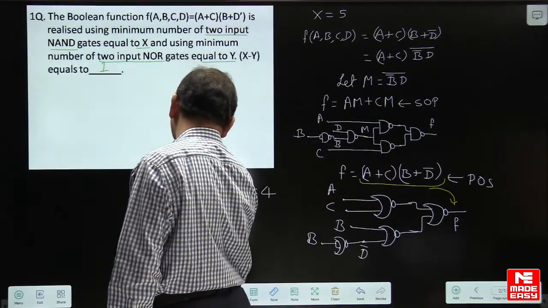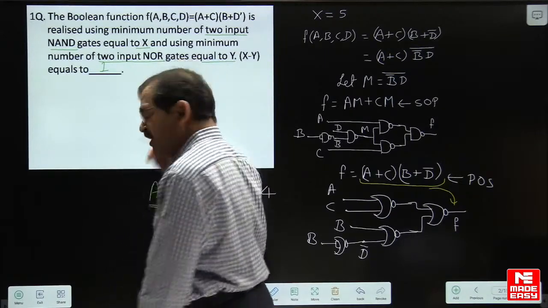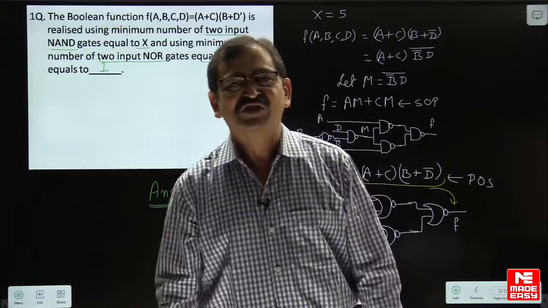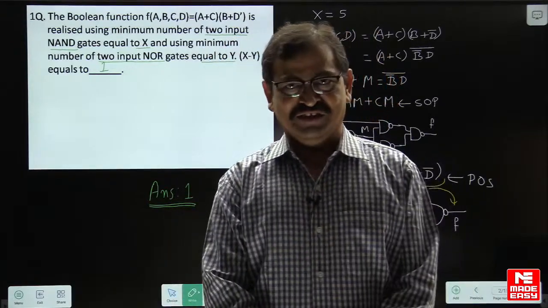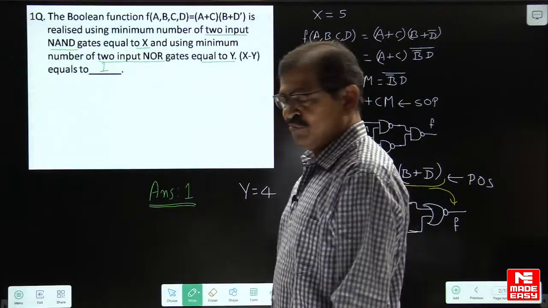So the answer to this first question, which is related to Boolean algebra and to implementing a Boolean function by using universal logic gates, is 1.